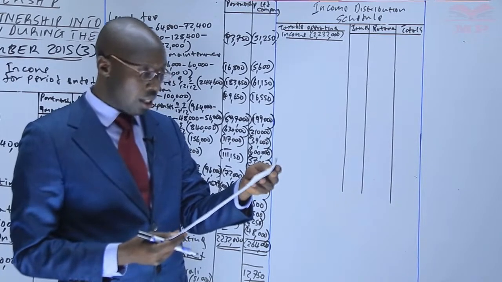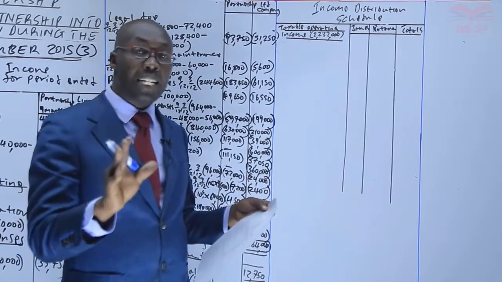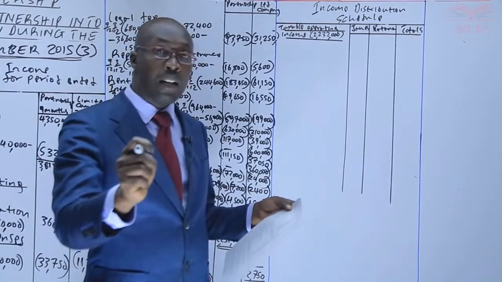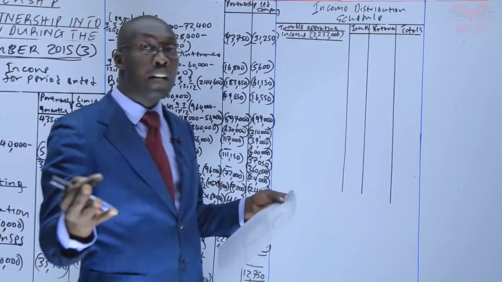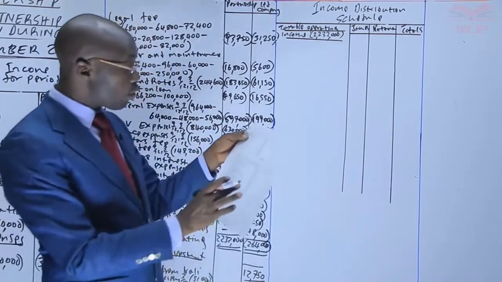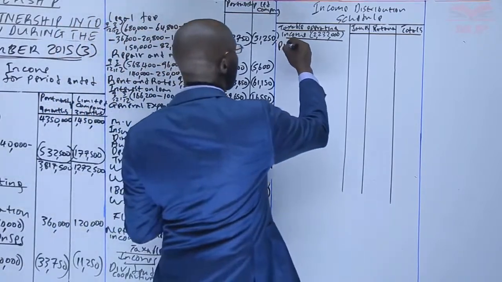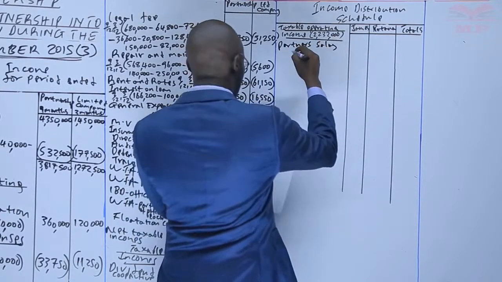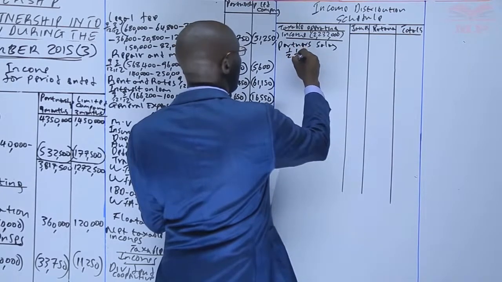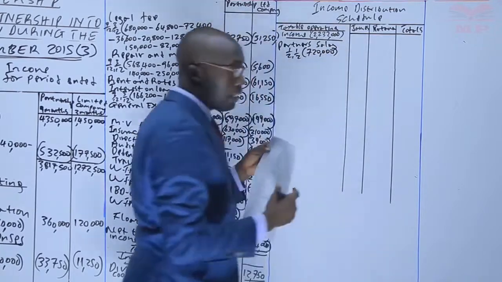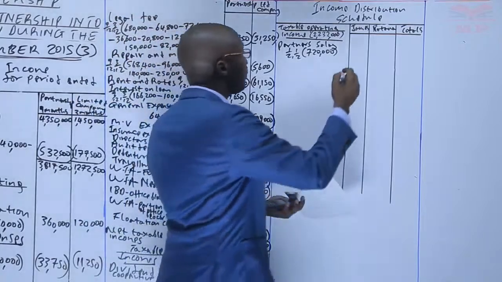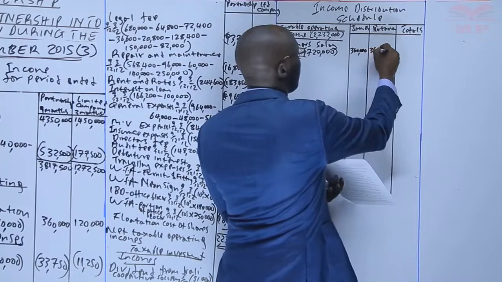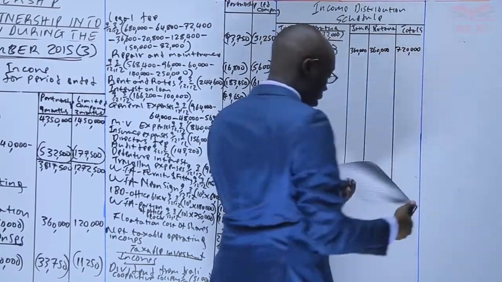But then how are they sharing the salary? There is nowhere, if you go to the additional information, that we are told how they were sharing the salary. This is what we said: if you're not told how they are sharing the 5 items, and actually you just look at the 3, the salary, the commission, and interest on capital, share equally. Not according to the profit sharing ratio, share equally. That's the rule. So in this case, since we are not told about the partner salary, we share equally. So we come here and say partner salary. The amount is 720, and then we share equally, half of 720. 720 divided by 2, that is 360. 360, 720.